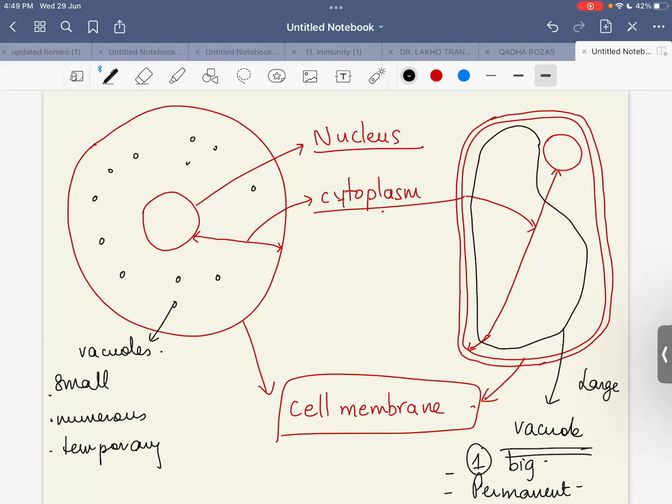So these are the very, very basic and fundamental differences between plant and animal cells. The details about different other structures of the plant and animal cells will be covered in the upcoming lesson.